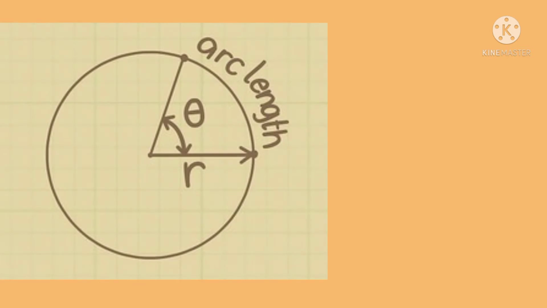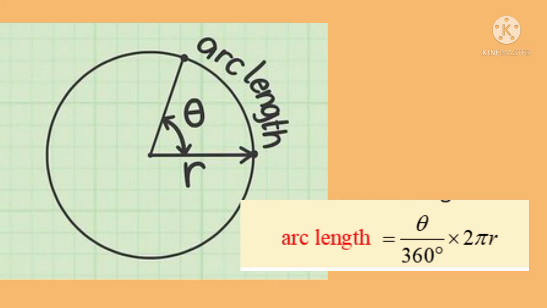Circumference is the total length of the boundary. So for finding a part of it, we have to denote it by arc length. You can see in the diagram, arc length is given. It is subtending an angle theta at the center of a circle having radius r. Therefore, this arc length will be equal to theta by 360 into 2 pi r.